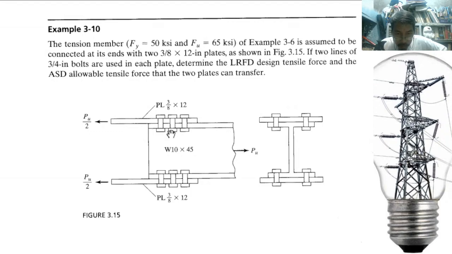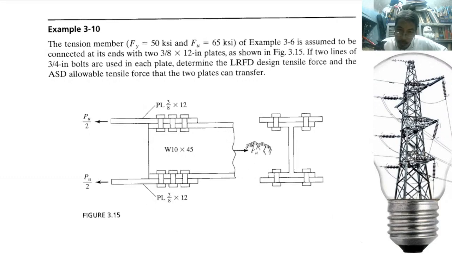We are connected here at the top flange, and here at the bottom flange. In this manner, there are two plates. This plate is 3/8 by 12, another 3/8 by 12. Both upper and lower plates are connected like this. There are three bolts in series, so that means we have L equal to 2 times the pitch, the bolt to bolt distance.